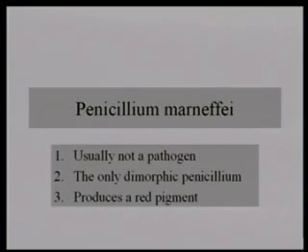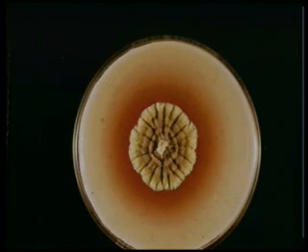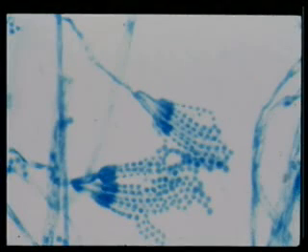This one is dimorphic. It has a yeast form, only one, and it produces a beautiful red pigment. That's a clue. I mean, you see this thing growing out, really tremendous. There's the red pigment around the edge. This is the penicillium. Remember I said it's similar, but they're a little different than the aspergilli, but those are all the spores. This came out lousy.